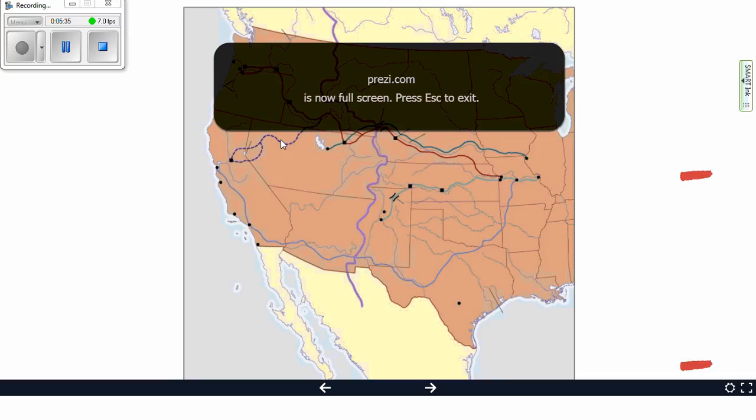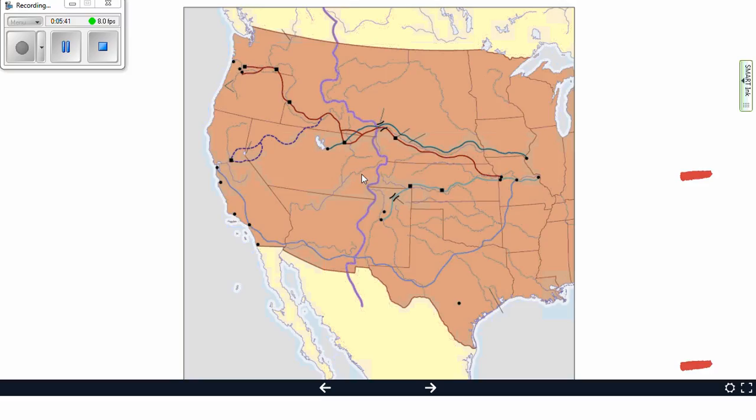Yes, thank you, Prezi.com, for telling me. This was part of Britain, but they would go anyway because those areas were so sparsely populated by those nationalities that they could get away with it. So, settlers.